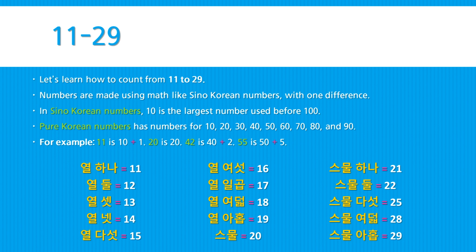11, 열하나, 12, 열둘, 13, 열셋, 14, 열넷, 15, 열다섯, 16, 열여섯, 17, 열일곱, 18, 열여덟, 19, 열아홉, 20, 스물, 21, 스물하나, 22, 스물둘, 25, 스물다섯, 28, 스물여덟, and 29, 스물아홉.